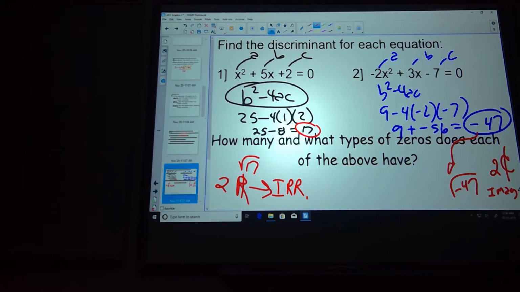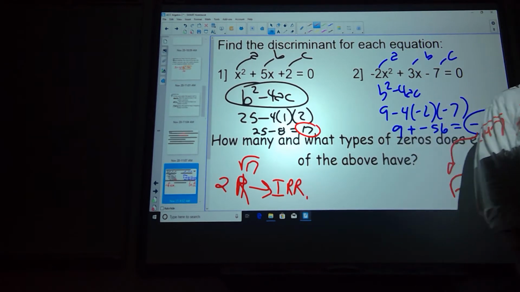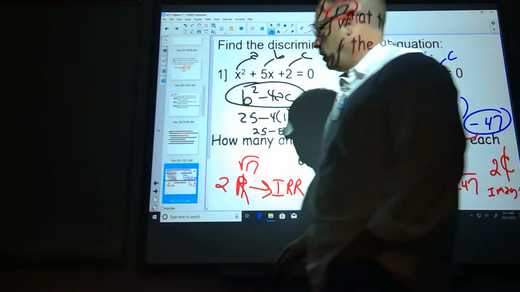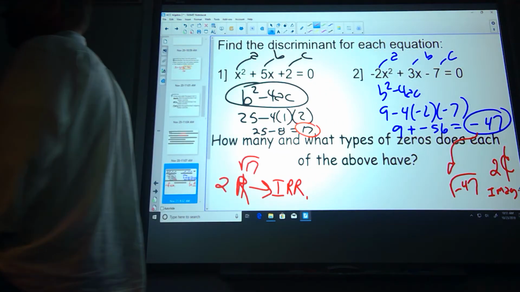If you have i as part of your answer, technically with quadratics, it will not cross the x-axis. It'll cross the y-axis. All quadratics do, but it doesn't cross the x-axis. This one will indeed cross the x-axis at about 4 point something, or whatever the rest of the answer is. Can I move on? Am I losing anybody?